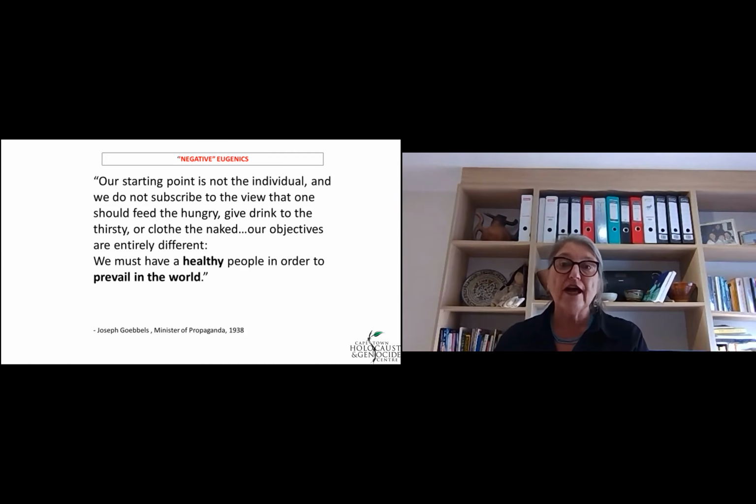We do not subscribe to the view that one should feed the hungry, give drink to the thirsty, or clothe the naked. Our objectives are entirely different. We must have a healthy people in order to prevail in the world, in order to conquer the world. So grade 11, if you cannot take care of yourself for whatever reason, nobody's going to take care of you in this kind of environment. It's an environment that has no compassion. You look after yourself and you become part of the nation, or get out, we don't want you.